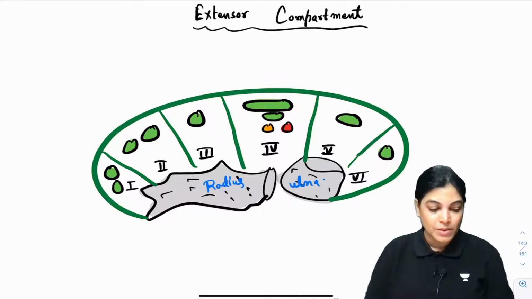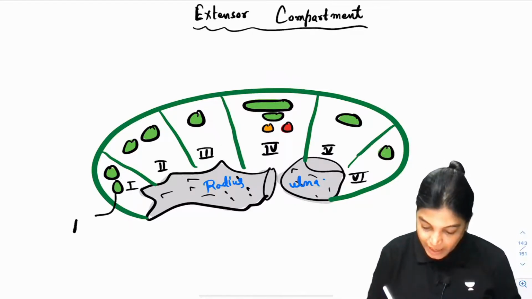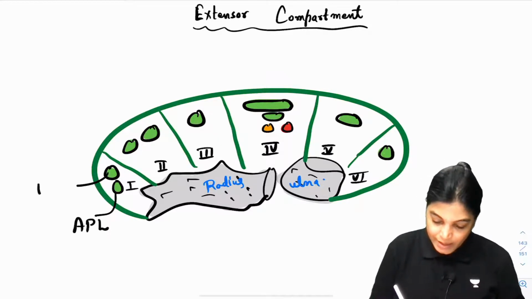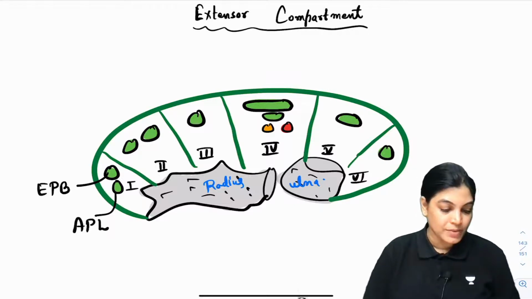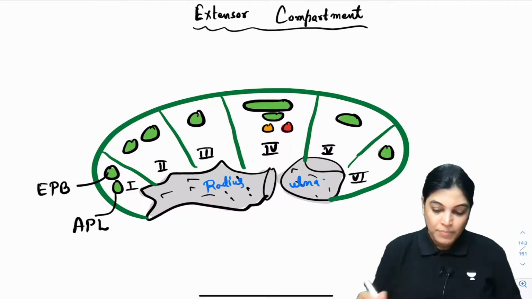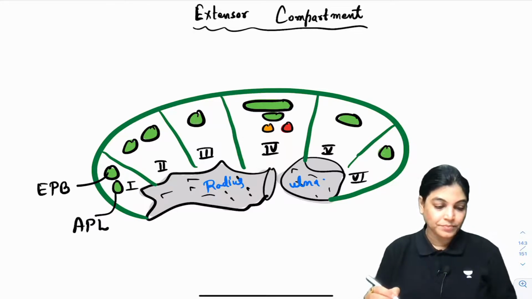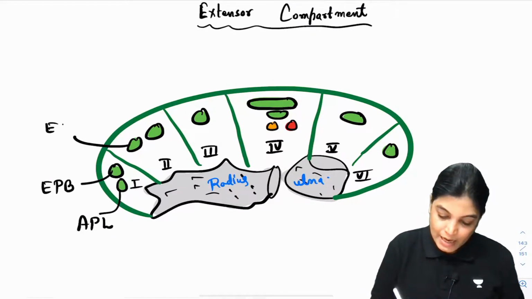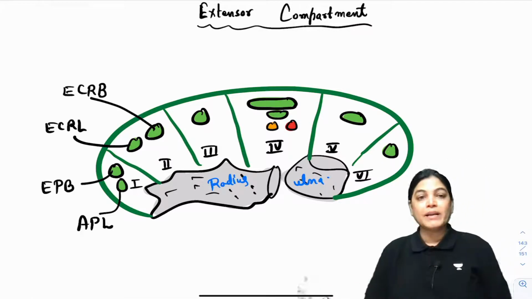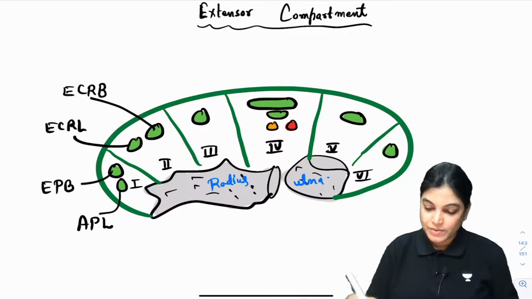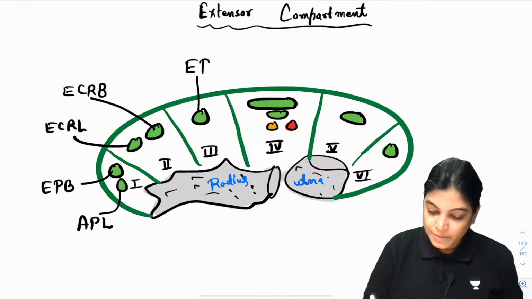When I am talking about the first compartment, the structures traversing are APL, that is abductor pollicis longus, and extensor pollicis brevis. I have written in short form. Now coming to the second compartment, it is ECRL and ECRB. What is it? Extensor carpi radialis longus and extensor carpi radialis brevis. Third compartment, just one tendon, EPL.